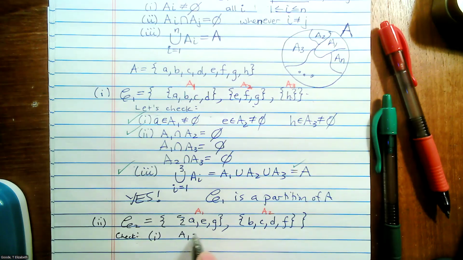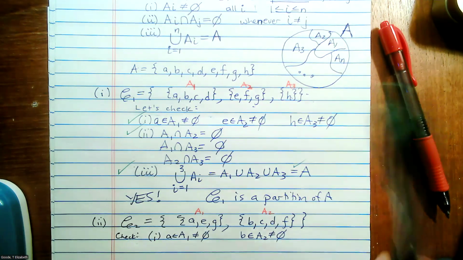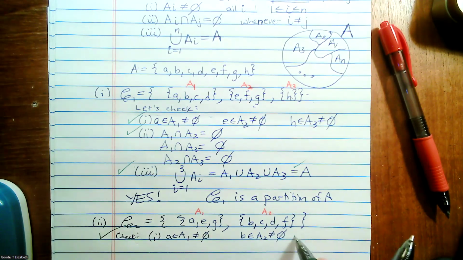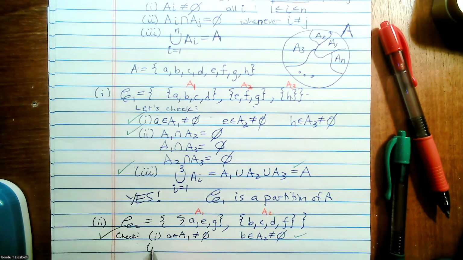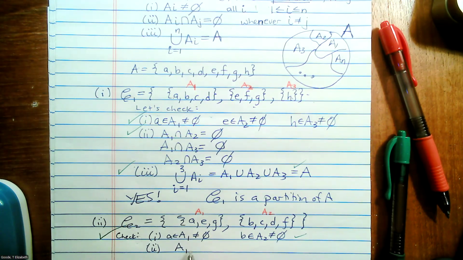A1 is not empty, right? Because it's got an element. What about A2? It's not empty too. Give me an element. B. B is an element of A2, so A2 is not equal to the empty set. So check. Pairwise disjointness. We only have to check one pair because there's only one pair.